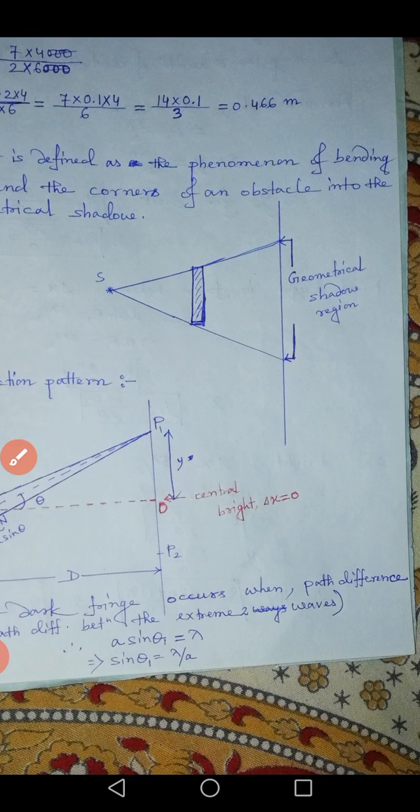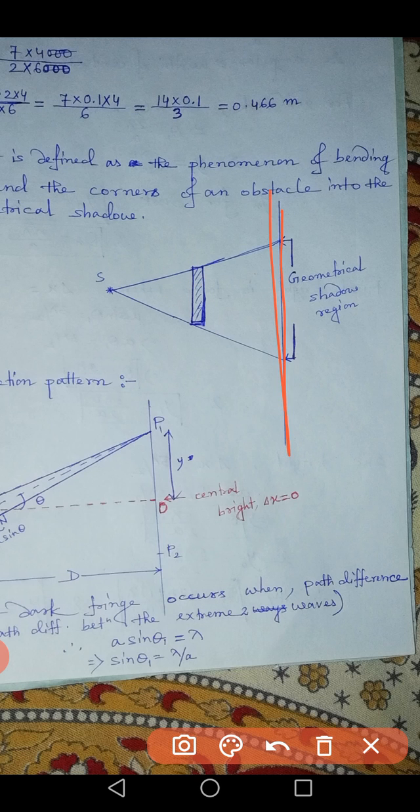Diffraction, the definition that I have written, is defined as the phenomenon of bending of waves around the corners of an obstacle into the region of geometrical shadow. What does this statement mean? Suppose there is a source of light S, and here we have an opaque obstruction like this. So certainly light will not pass through it. And there is a screen, this one.